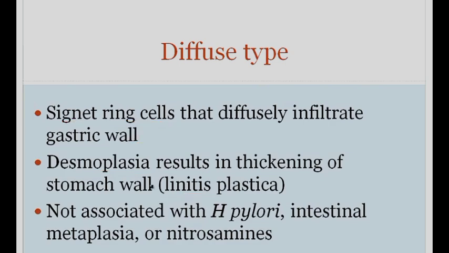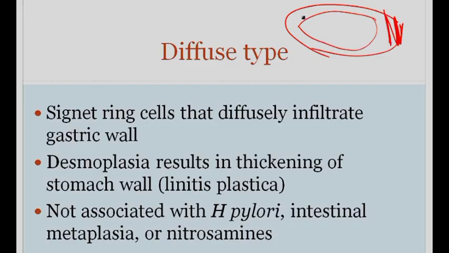Now there's a little bit of explanation here before we can move forward. First of all, what's a signet ring cell? A signet ring cell is a cell that has its nucleus pushed off to the very edge, and what's pushing the nucleus to the edge is the production of mucus, or mucin, by the tumor cells, which often sits in a little circular space. So that's the first point. That's a signet ring cell.